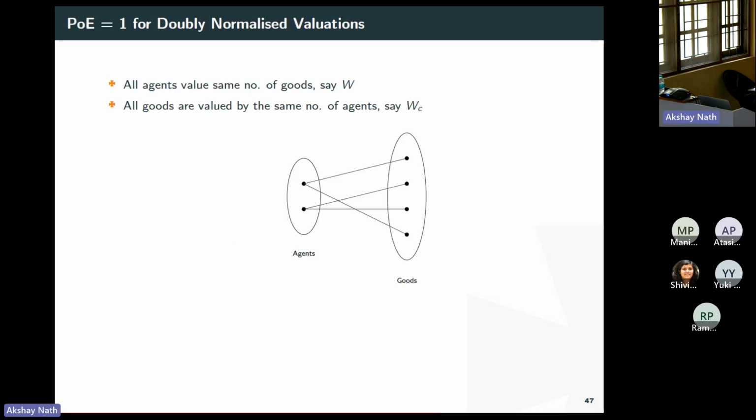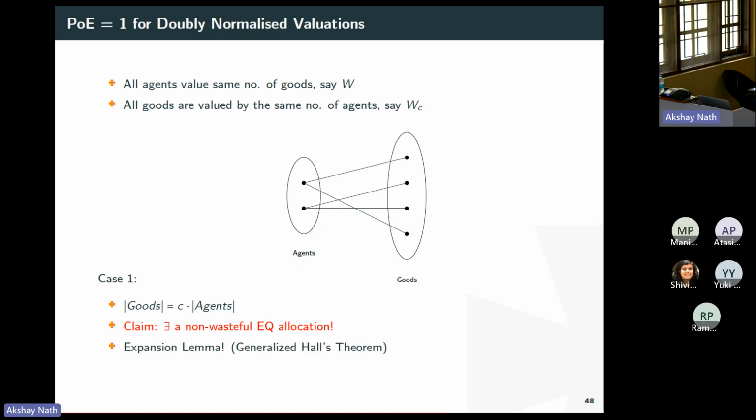Okay, so now we have two cases here. Suppose the number of goods is an integral multiple of the number of agents. Then we claim that there will exist a non-wasteful equitable allocation, let alone EQ1, which gives you an even better EQ allocation, with every agent receiving an equal utility of C, which is the multiple. It's Konig's theorem, or you can say it's a generalized Hall's theorem.